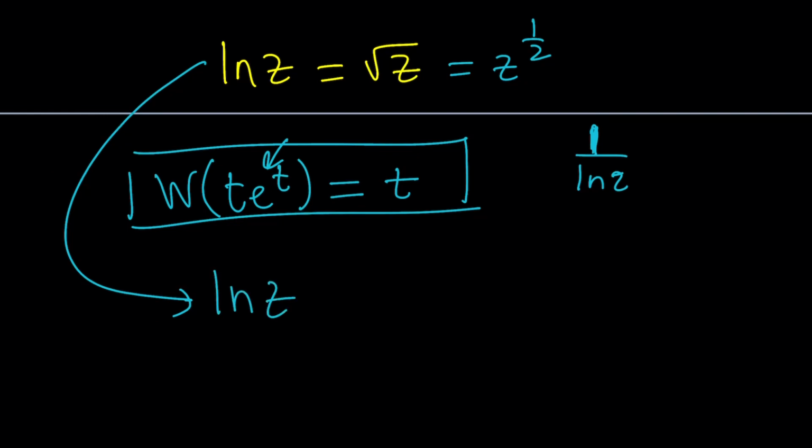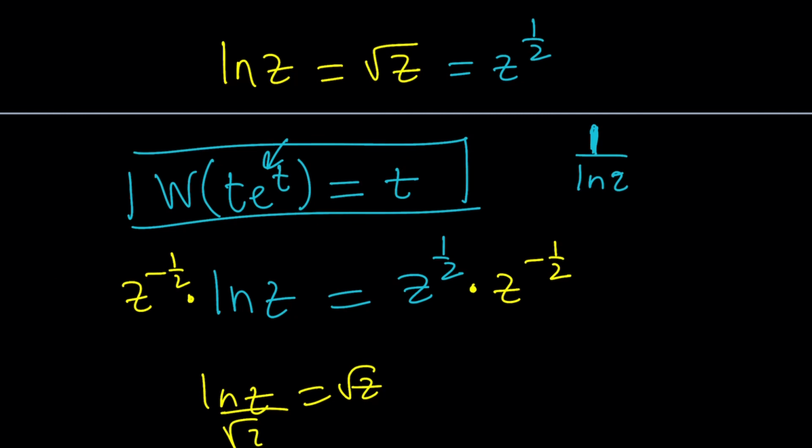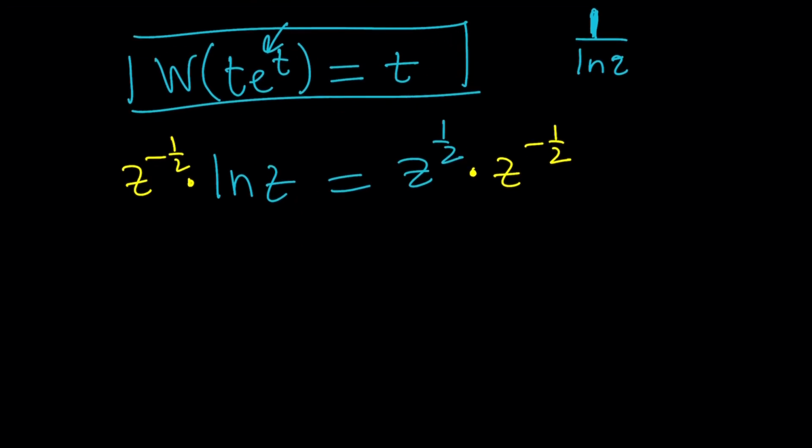ln z equals z to the power 1/2. And then what I want to do here is multiply both sides by z to the power negative 1/2, so that I can get a 1 on the right hand side. In other words, I'm dividing both sides by the square root of z. You could also write it this way: ln z equals square root of z, and then divide by square root of z, and then just do the algebra. Same thing, right? Makes sense? Okay. I hope it does, and let us know if it doesn't.